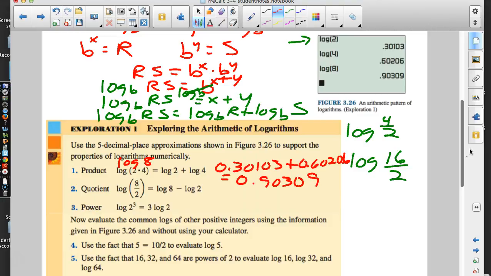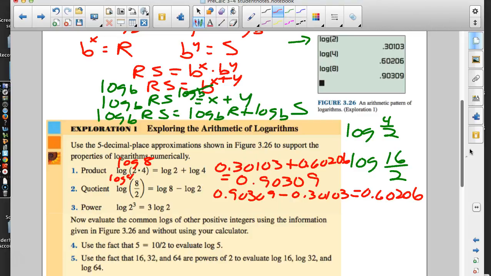This one says logarithm of 8 divided by 2. Well, that's really log of 4. But let's just say you didn't have log of 4. You had log of 8 and log of 2. Division is subtraction. So you could go up there and say, all right, I need 0.90309 minus the log of 2, which is 0.30103, and you would not be shocked to find out that it is 0.60206 using the properties of logarithms.